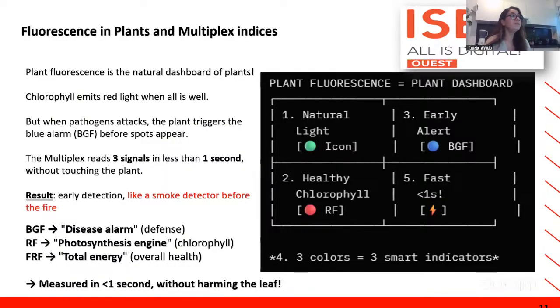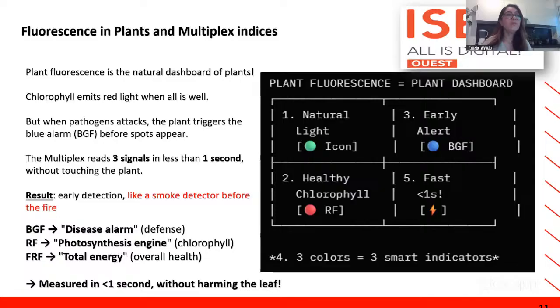Plant fluorescence is the natural dashboard of plants. Chlorophyll emits red light when all is well, as we see in this picture. But when pathogens attack, the plant triggers the blue alarm before a spot appears. The Multiplex reads 3 signals in less than 1 second without touching the plant. The result is early detection, like a smoke detector before fire.